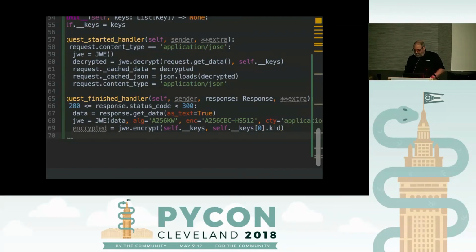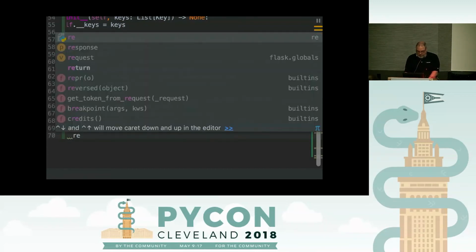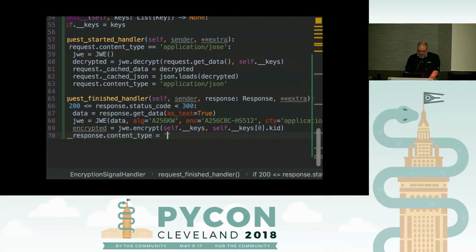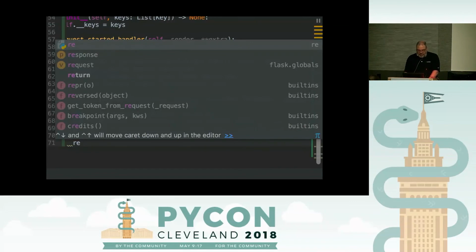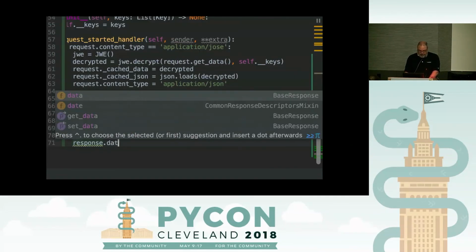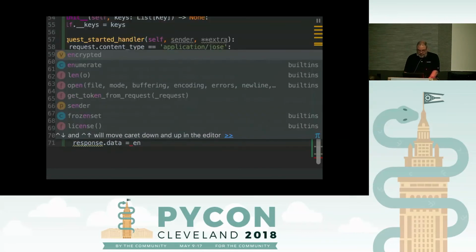Okay, so that's all you have to do to get the encryption. Then we'll send the response content type. Content type equals application JOSE, so that the client knows this is now encrypted. And we need to set the response data equals encrypted.